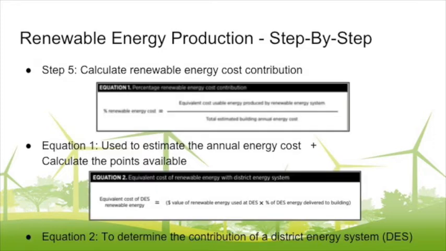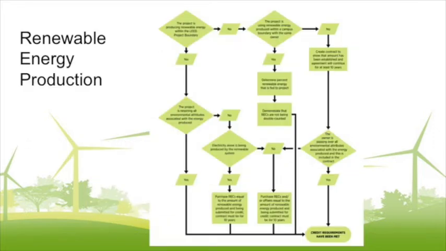Step 5. Calculate the renewable energy cost contribution. Equation 1 is used to estimate the annual energy cost of the usable energy created by the renewable energy system, where usable energy is the output energy from the system minus transmission and losses. If your project is served by a district energy system, it is eligible to gain credit based on the percentage of its contribution. This contribution is found through equation 2. This process does, however, require additional documentation. This chart provides a visual representation of the credit's requirements.